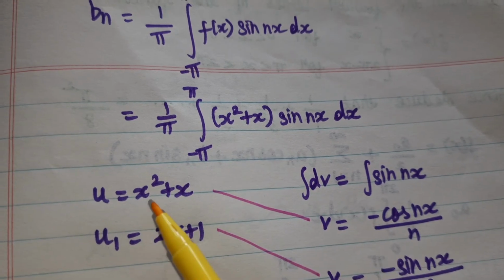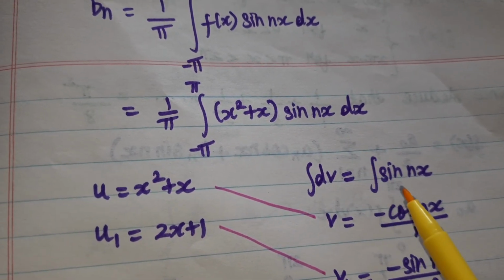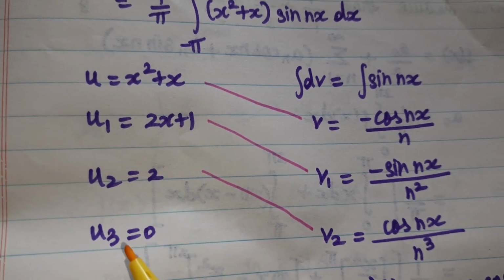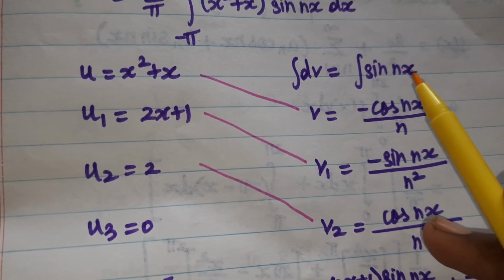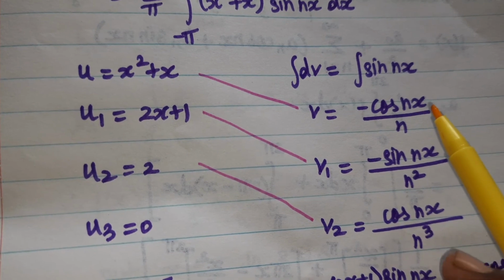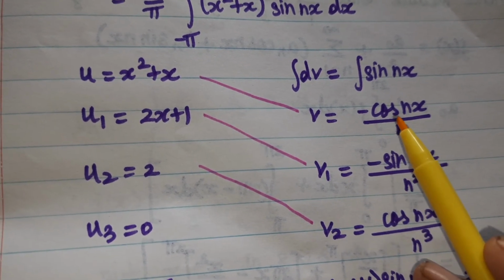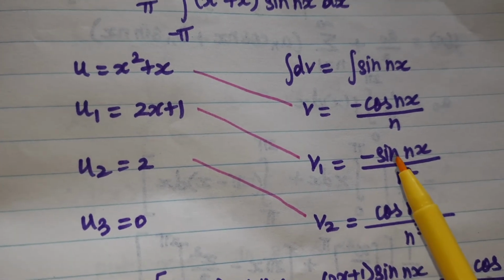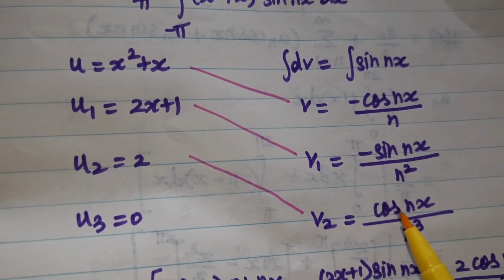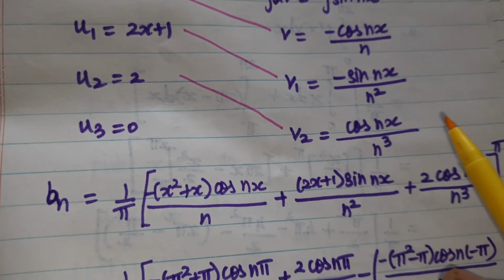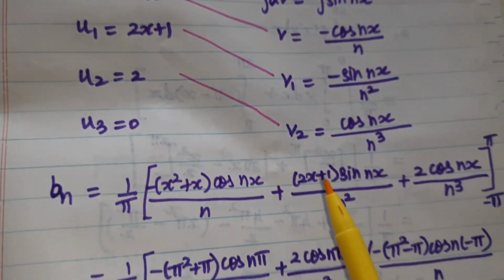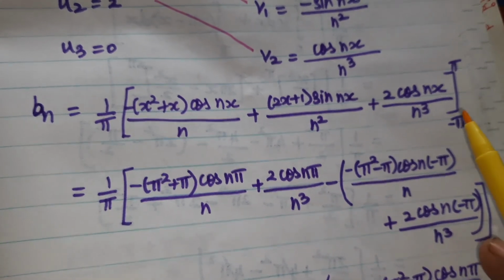So u is equal to x square plus x. The integral of dv is equal to sin nx. Here u1 is equal to 2x plus 1, u2 is equal to 2, u3 is equal to 0. Here if we integrate sin nx it is minus cos nx divided by n. If we integrate cos nx it is sin nx divided by n square. And again if we integrate sin nx, it is minus cos nx divided by n cube. So substitute like uv minus u1 v1 plus u2 v2. So we get this. Substitute pi and minus pi.